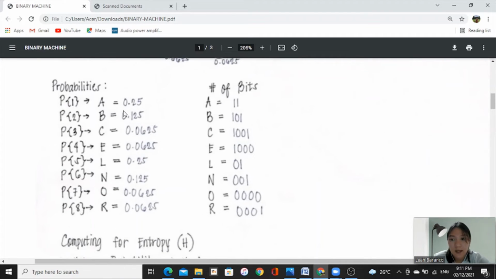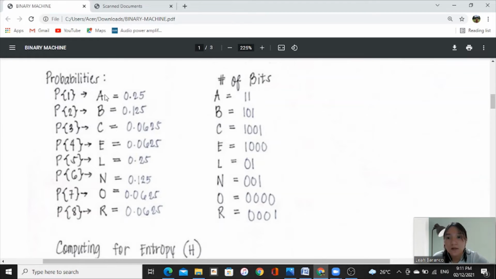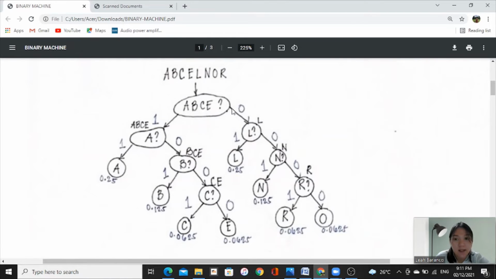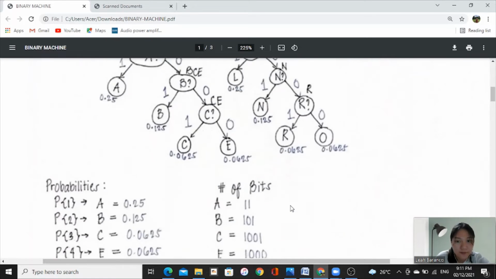Here is the probability equivalent. So we have 8 variables, and these are their probabilities. The number of bits is determined by this: if it is A, then 1, 1. If it is B, then 1, 0, 1. If it is C, then 1, 0, 0, 1. If it is R, then it is going to be 0, 0, 0, 1.